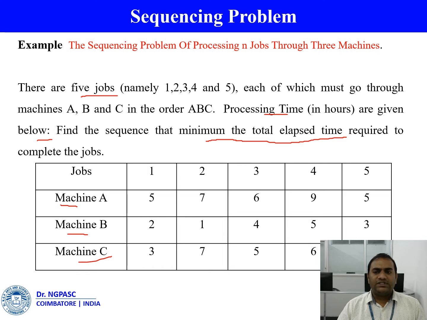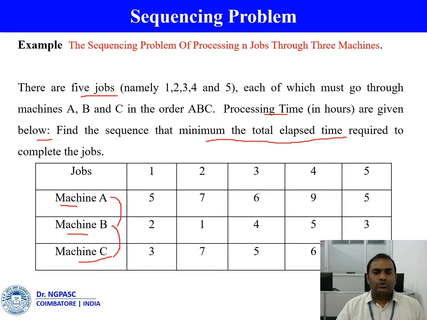Solving this problem, we use Johnson's algorithm. First, we convert the 3 machine problem to a 2 machine problem. For this, we add machine A and machine B processing times and put a new name, G. Then we add another 2 machines, B and C, and put a new name, H.